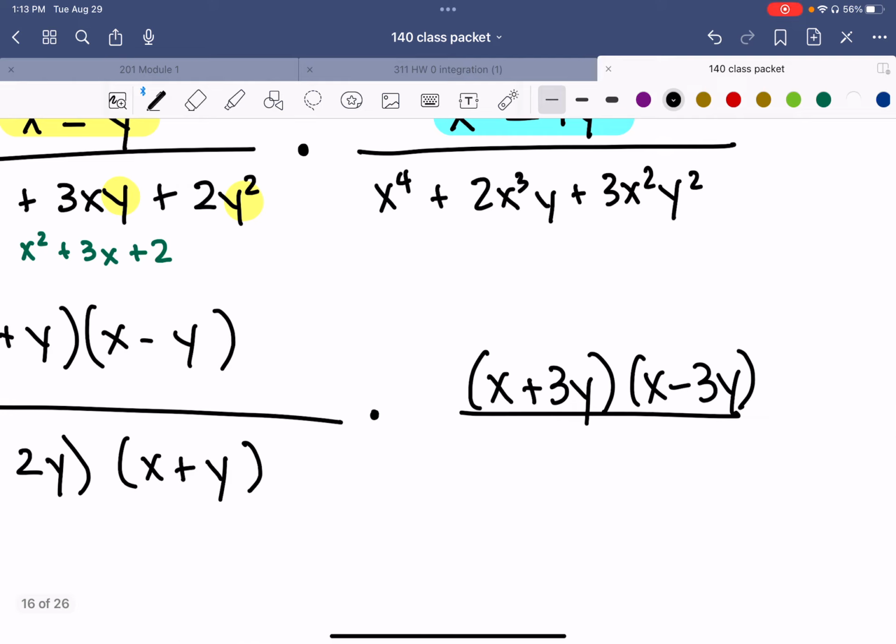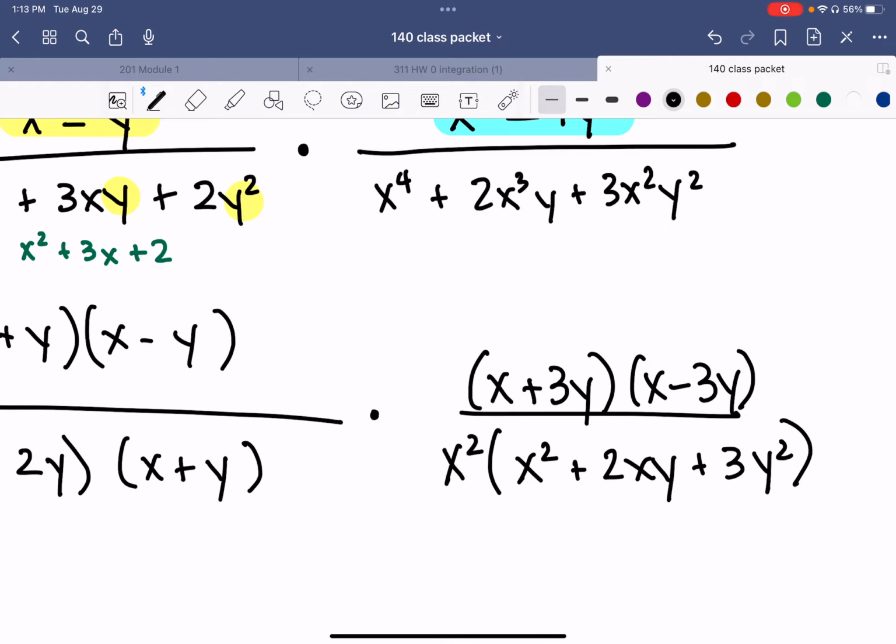On the bottom, there's a bunch of stuff going on, so the first thing I'm going to do is look for something in common. And I notice that they all at least have 2 x's, so I'm going to go ahead and pull an x squared out front, and that's going to leave me with x squared plus 2xy plus 3y squared.